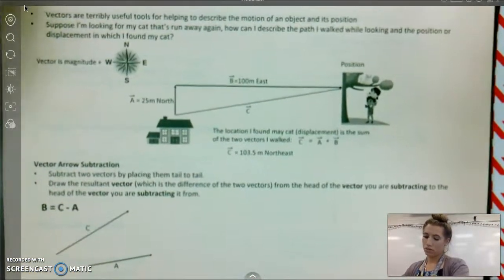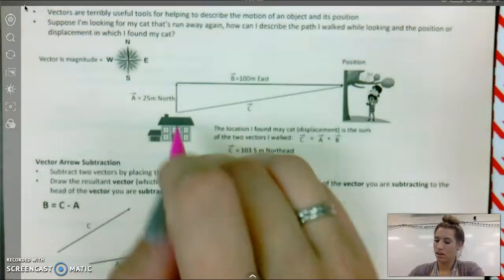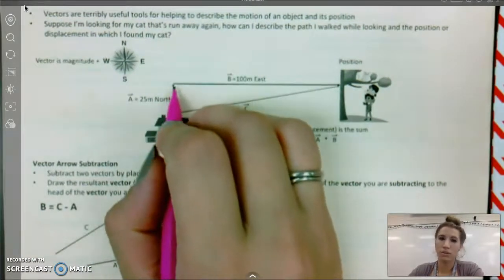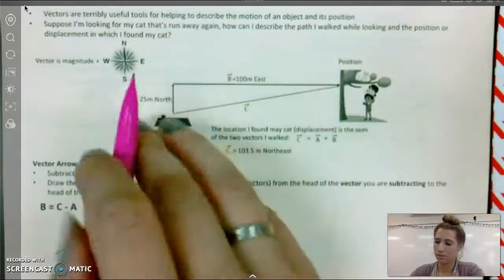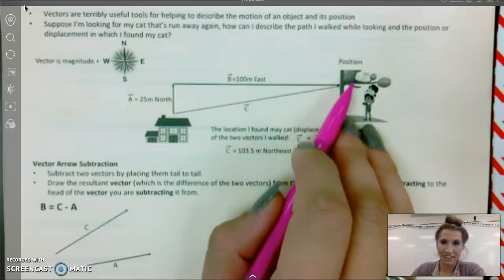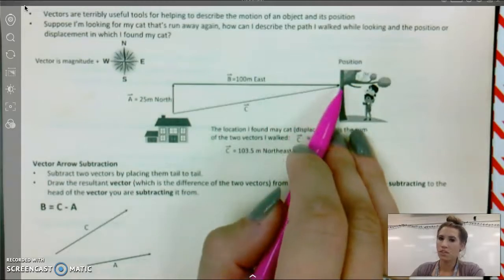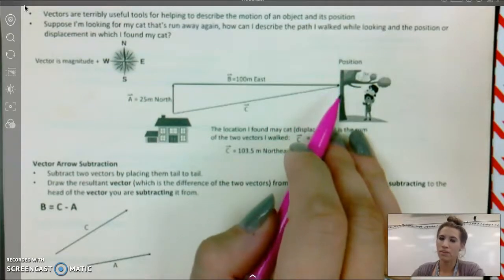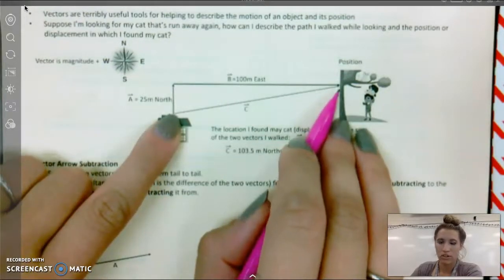Okay, so they're a useful tool, and it's great when we can describe how motion occurred. Like here, if we lost our cat, and we're looking for our cat, and first we went 25 meters north, and we're still looking, and we think we hear something over here, so we turn, and now we travel 100 meters east, and we find our kitty. And so that would be my distance that I traveled, but the displacement from the house, how far the cat was away from the origin, in this case the home, that would be the resultant vector of the two.